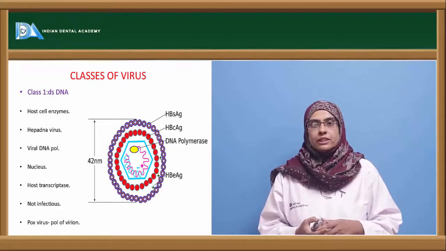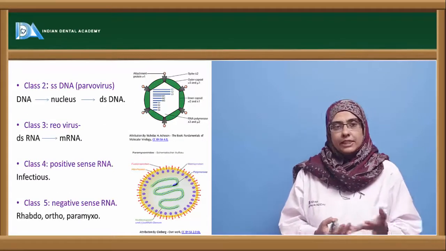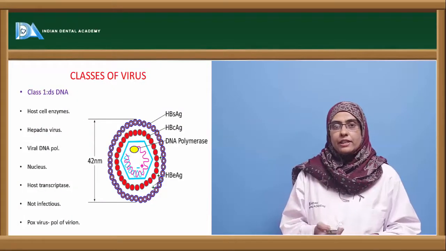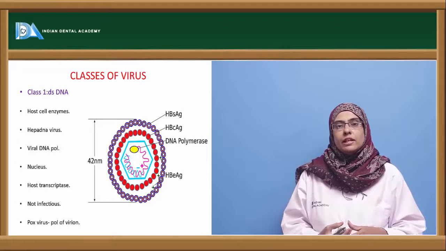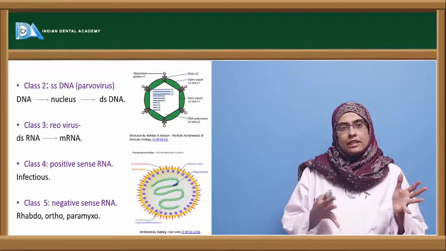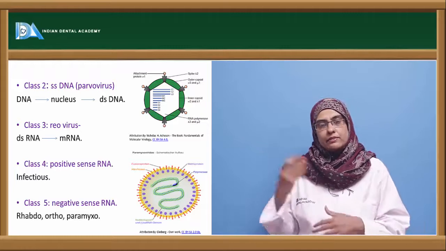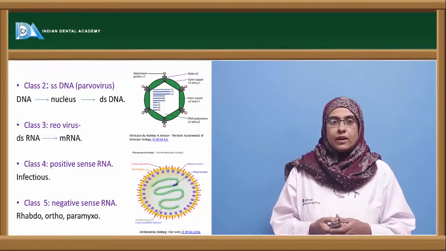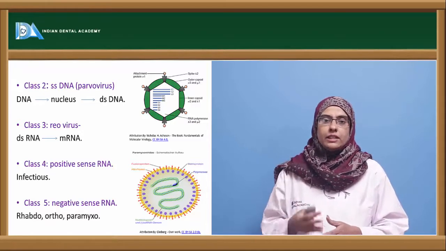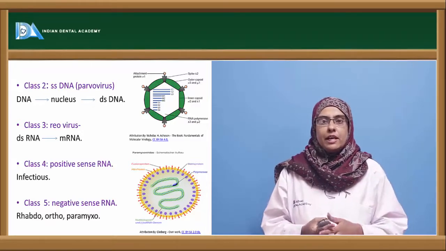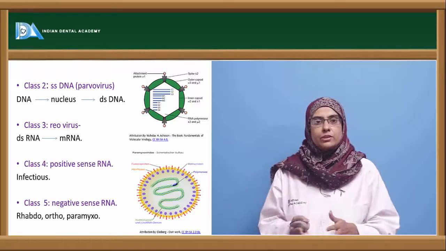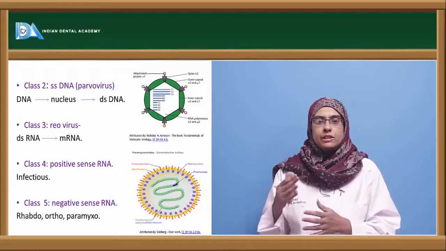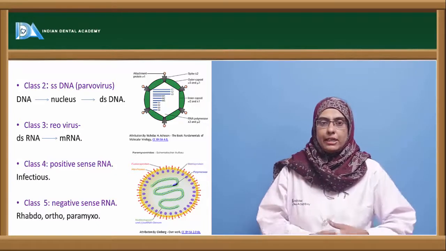Next is class 2, which is single-stranded DNA, mostly seen in the parvovirus. So coming to the class 1 example, it is the adenovirus. Now class 2 is the parvovirus, where the single-stranded DNA enters into the nucleus where it is converted to double-stranded DNA. Next is class 3, which are called the reoviruses. Here the genome is mostly double-stranded RNA, which usually gets converted to mRNA, which transcribes the early proteins and the late proteins and carries out its replicative cycle.